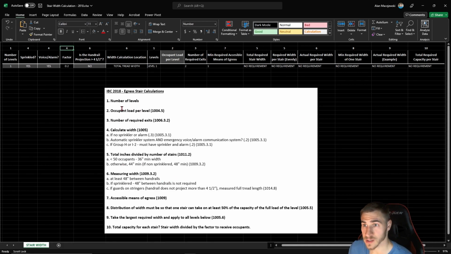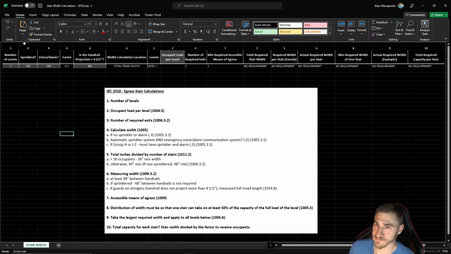Those inputs, and basically everything you need to worry about, is going to be everything in gray. So there's not very many. Obviously, we have the number of levels, sprinkler, voice alarm, handrail projection that we'll get to in a minute, and then occupant load. I have this header highlighted because this is going to be calculating the occupant load for every level that you have in your entire project. Maybe you have 1, maybe you have 5, maybe you have 20. It doesn't matter. This will all work the same. So in this case, what is the first thing I'm going to do?